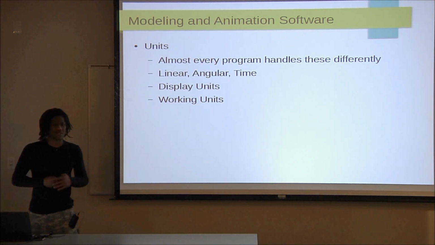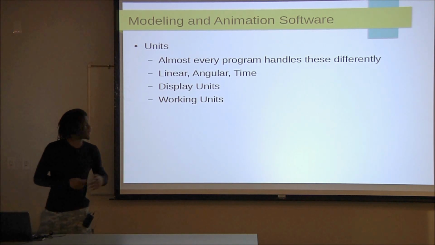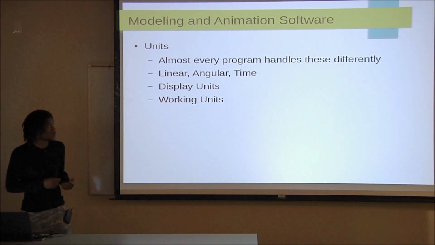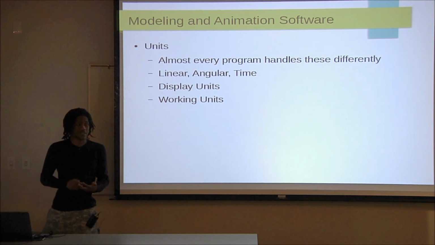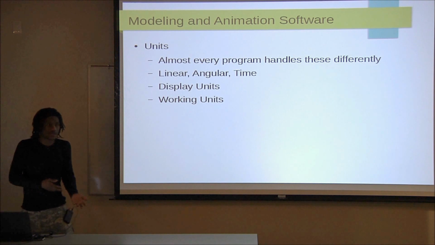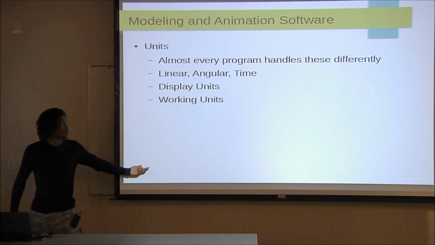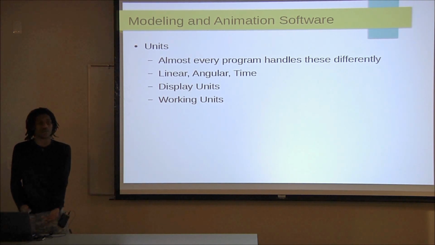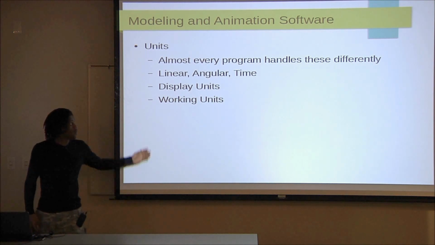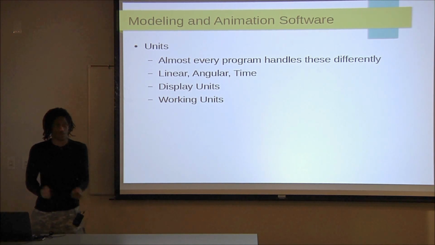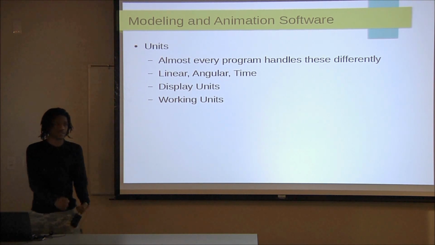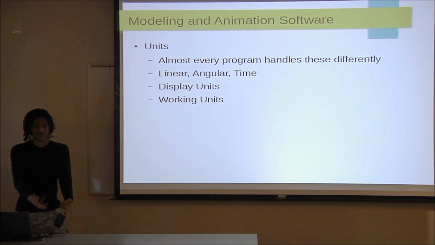Almost every program handles these differently. So this comes down to linear units, angular units, and time. Linear is meters, millimeters, inches, feet, yards, stuff like that. What units does this program work in? Angular units: is it radians or degrees for their rotations? Do they use quaternions or Euler angles? Things like that for whenever you're interpreting this data.